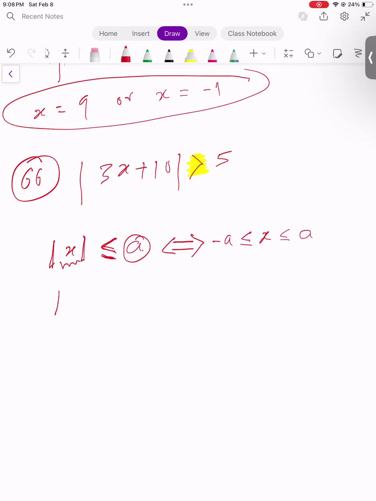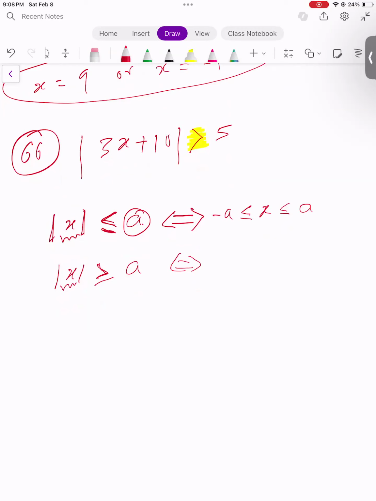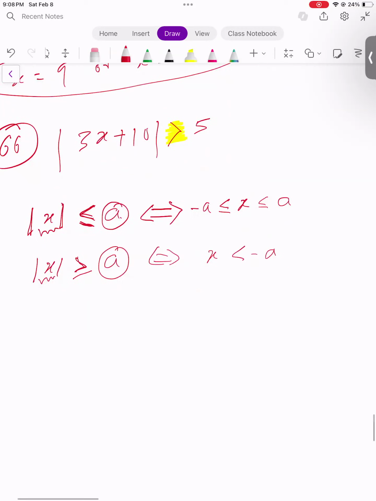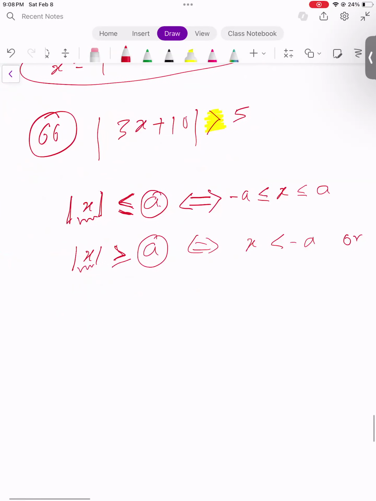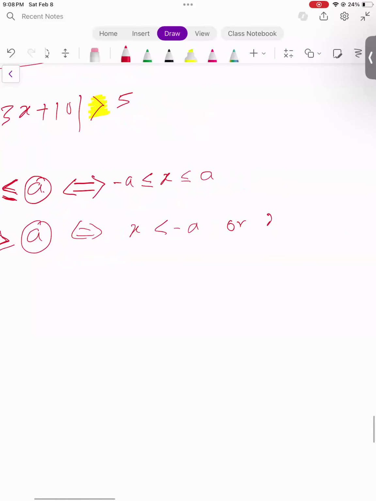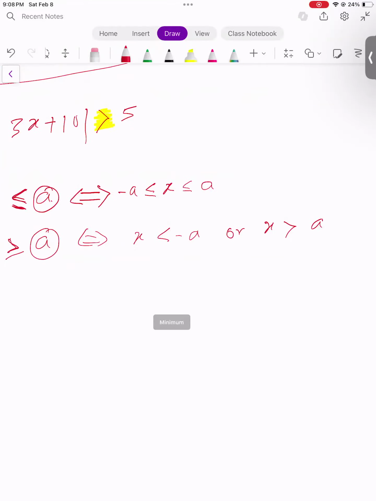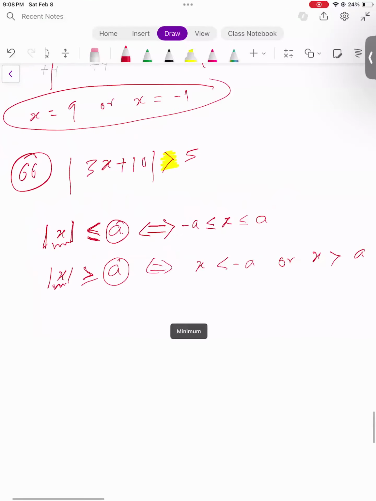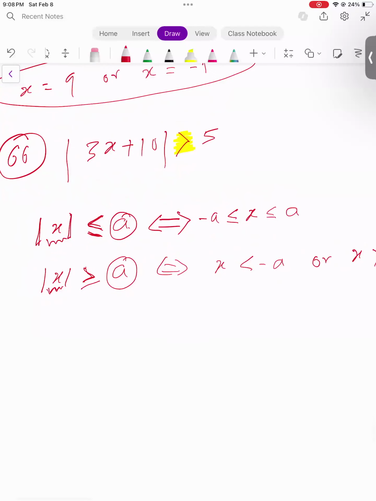The other kind is if you have an absolute value expression greater than or greater than equals to some number, then you write down whatever you have inside the absolute value, x less than negative of this number, negative a, or whatever you have inside the absolute value, x greater than a. Okay, so these are the two different types, and you should be familiar with this. Now in our case we have a greater than, so we will use this second rule.